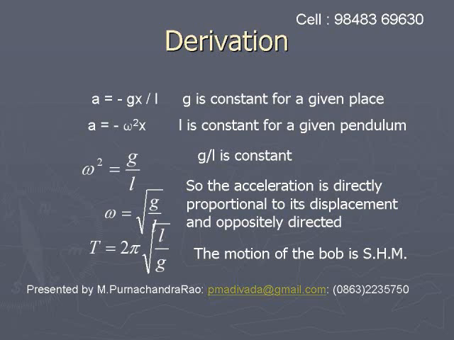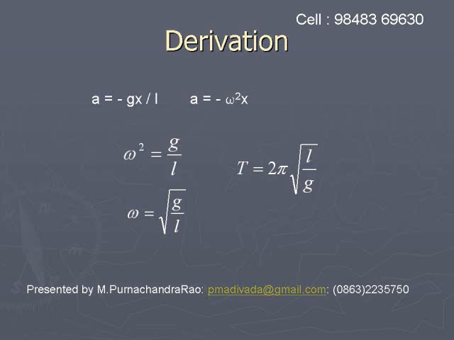Then we get T is equal to 2 pi into square root of L by g. We know that omega is square root of g by L and T is 2 pi by omega. By substituting root g by L for omega, we will get T is equal to 2 pi root L by g. This is the relation for simple harmonic motion, which we learnt in earlier classes.